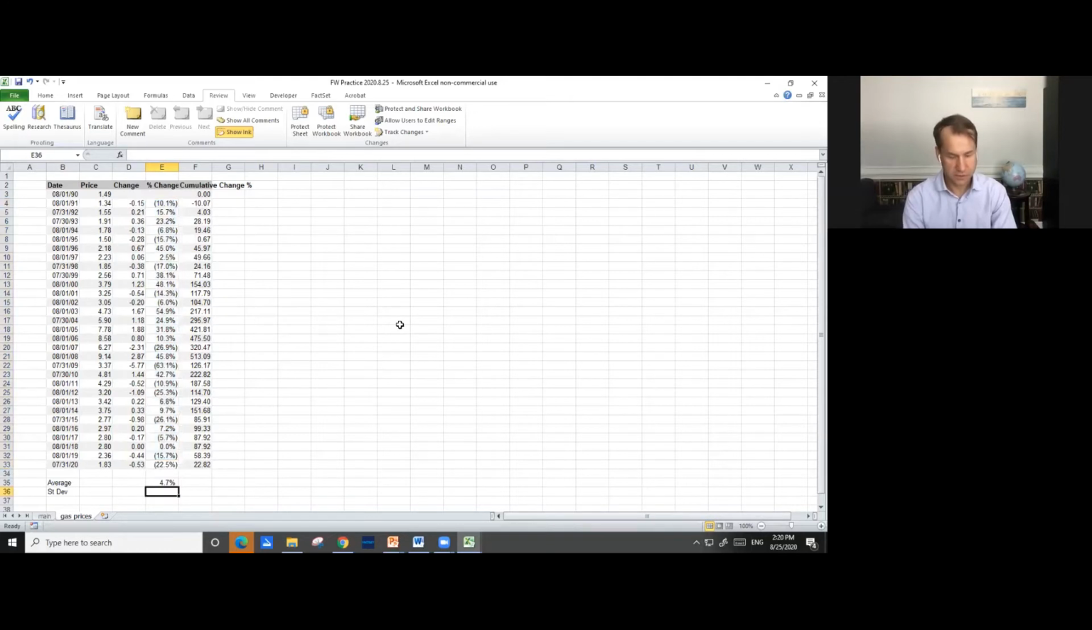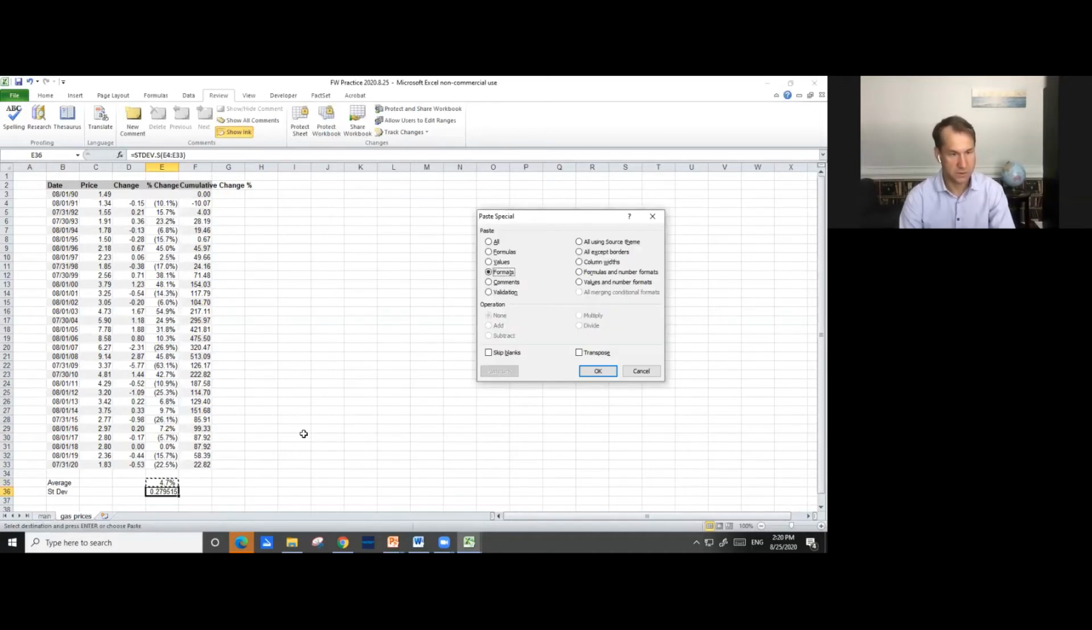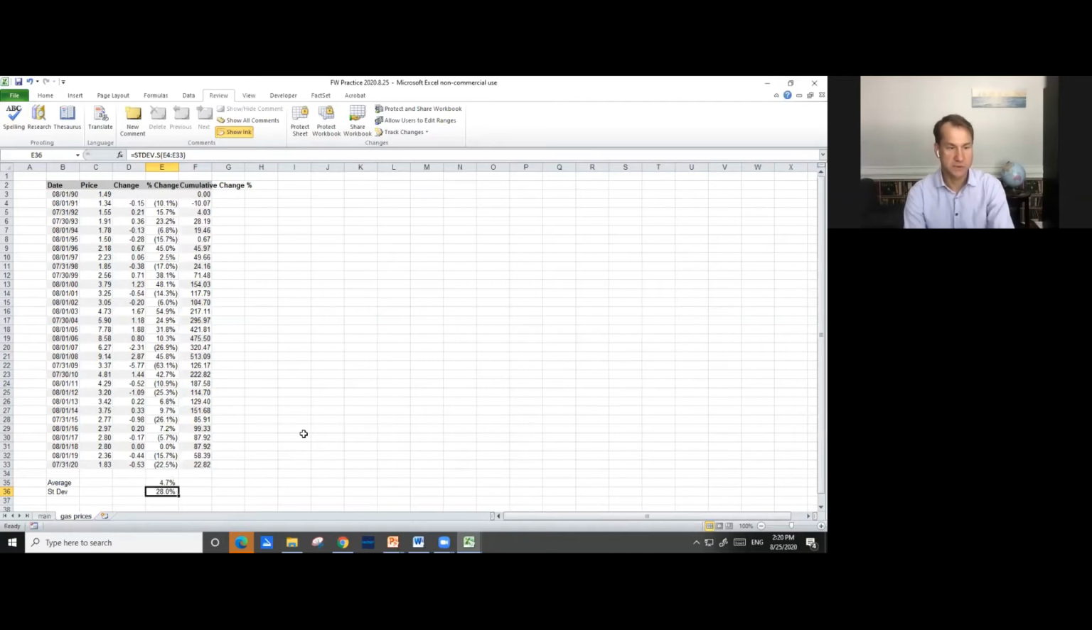And standard deviation would be, I'll use this formula, STDEV.S. And then I'll just highlight this data set. And then I'm getting the formatted as a percent as well. So I'm getting 28% standard deviation.